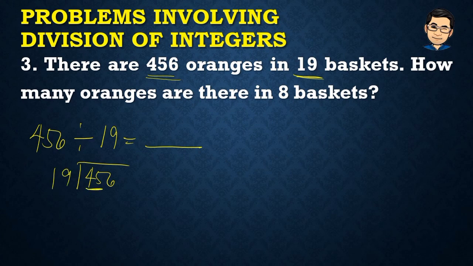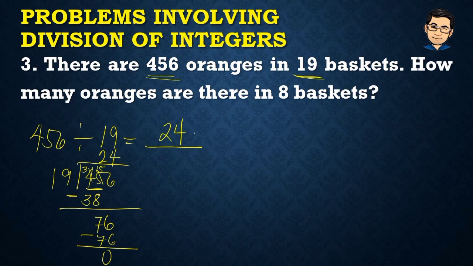45 divided by 19, that is 2, times 19, 38. And then we subtract. 5 minus 8 cannot be. Manghiram tayo sa 4. Ito magiging 3 and then ito 15. So, 15 minus 8, that is 7. 3 minus 3, that is 0. And then we bring down 6. 76 divided by 19, that is 4. And then 4 times 19, 76. Subtracting the two numbers, the answer is 0. So, ibig sabihin, kada basket, meron tayong 24 oranges.